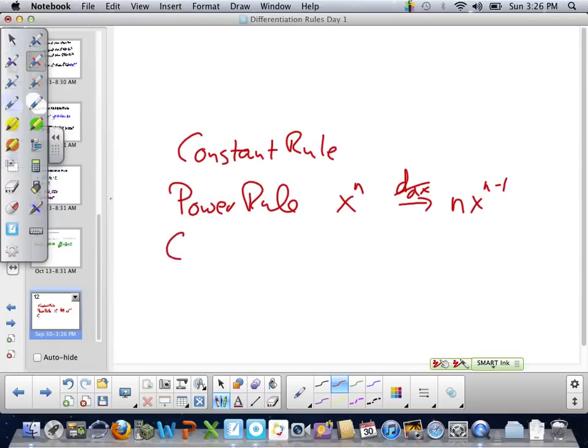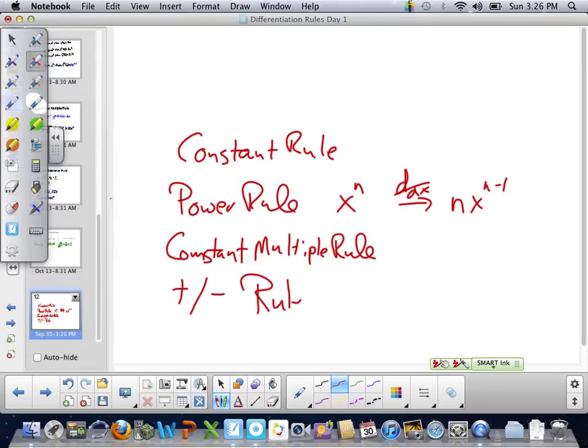The constant multiple rule, which says if your function is multiplied by a constant, you just take the derivative and multiply the derivative by that constant. And finally, the sum and difference rule, which says if you have a bunch of functions added up, take the derivative of each different function and add those up.